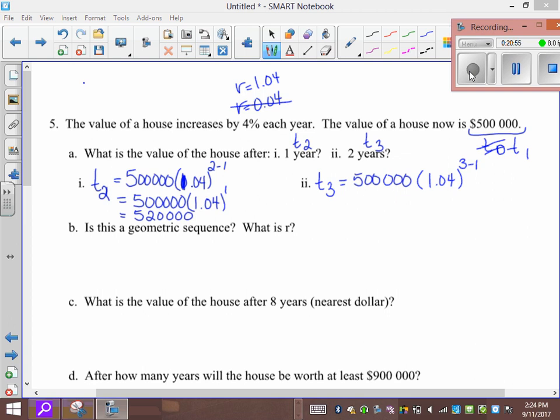Good times. Love geometric sequences. They're fantastic. Next year we go to geometric equations because exponential functions, and the little 1 goes away.